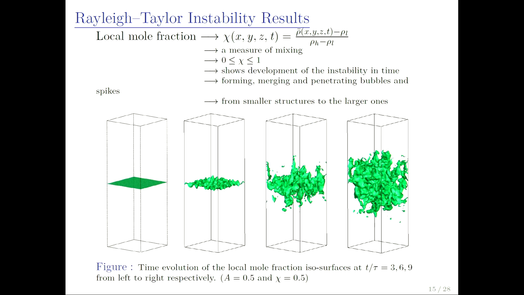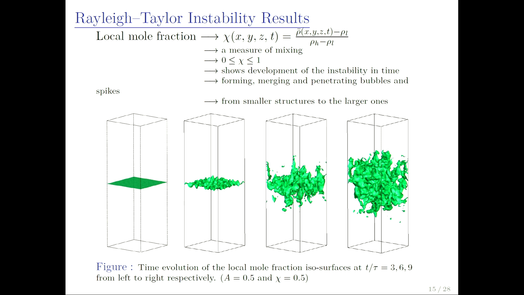Here is the evolution of the local mole fraction, chi, or χ in Greek. It's a measure of mixing. It takes values between 0 and 1, and it shows the development of instability. As you see here, for the Atwood number 0.5, I set the local mole fraction value to 0.5 again. This time it increases from left to right.